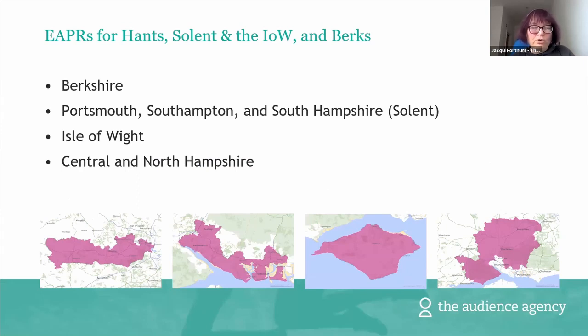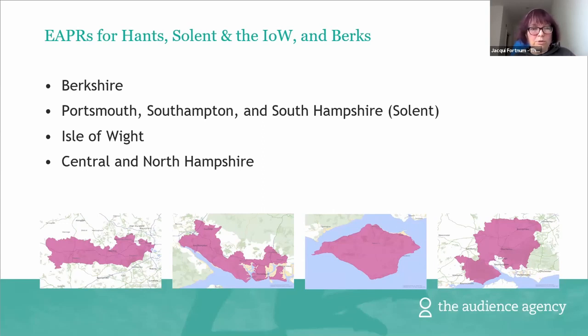And these are the 4 reports in this particular cohort. So there's Berkshire, Portsmouth, Southampton and South Hampshire, which I will refer to as Solent as a shorthand, the Isle of Wight and Central and North Hampshire. And I think many of you will fall into the Central and North Hampshire catchment area, but as I say, each one borders on the next area, so you might want to look at more than one catchment area, depending on what your strategies are for reaching perhaps further afield and your hyperlocal audiences.